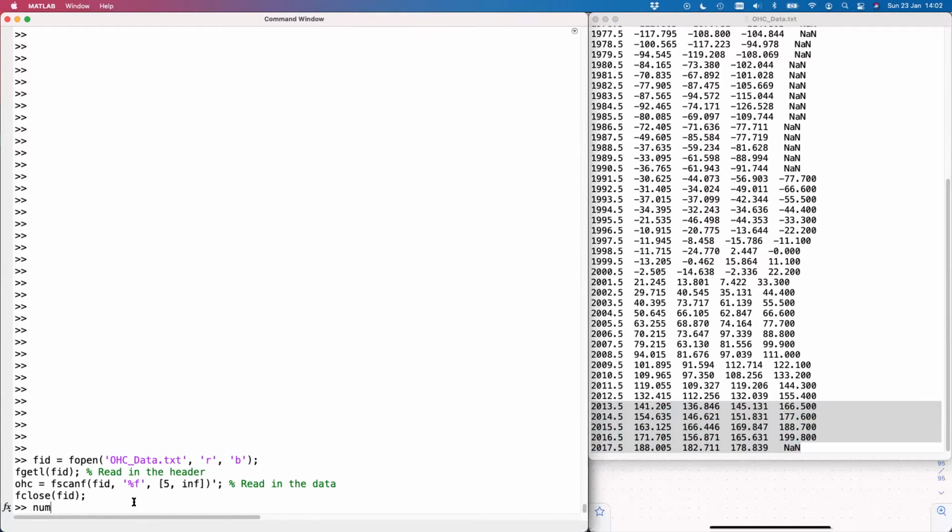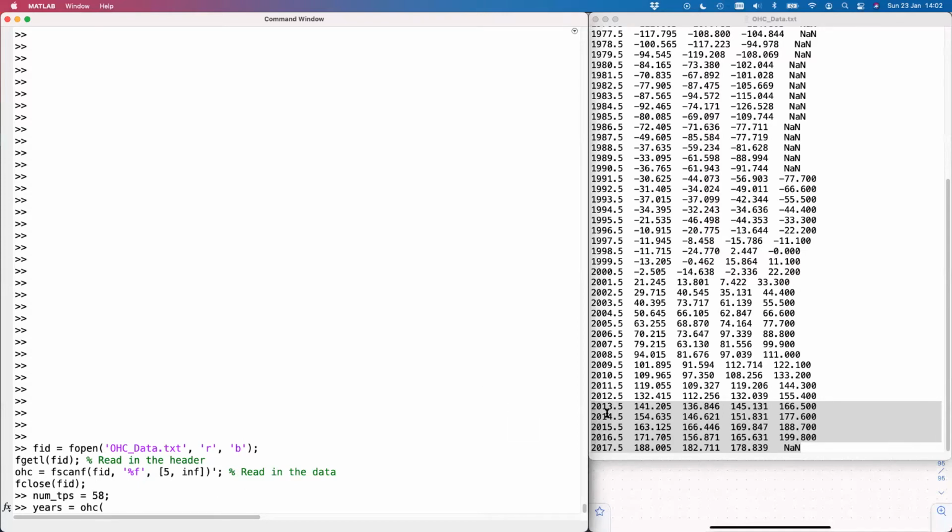So I'm going to start by defining the number of time points as 58, so 63 minus those last 5. And then I'm going to construct a variable years, which, from my matrix OHC, which is what's in this text file here, I'm just going to extract the first 58 of these values for the year. So these are the independent variables in our problem. They're known values, the years in which each of the measurements was obtained. So I'll put that into this variable years: the first 58 measurements from column 1.